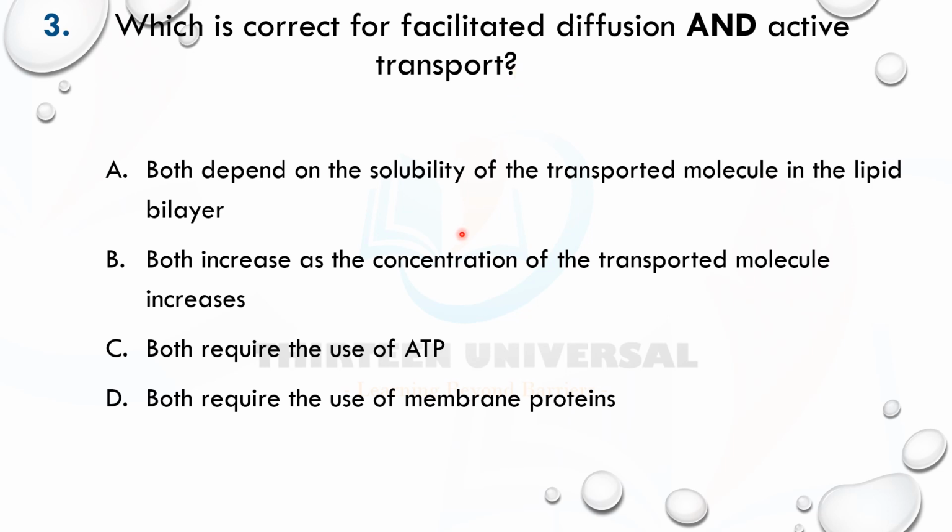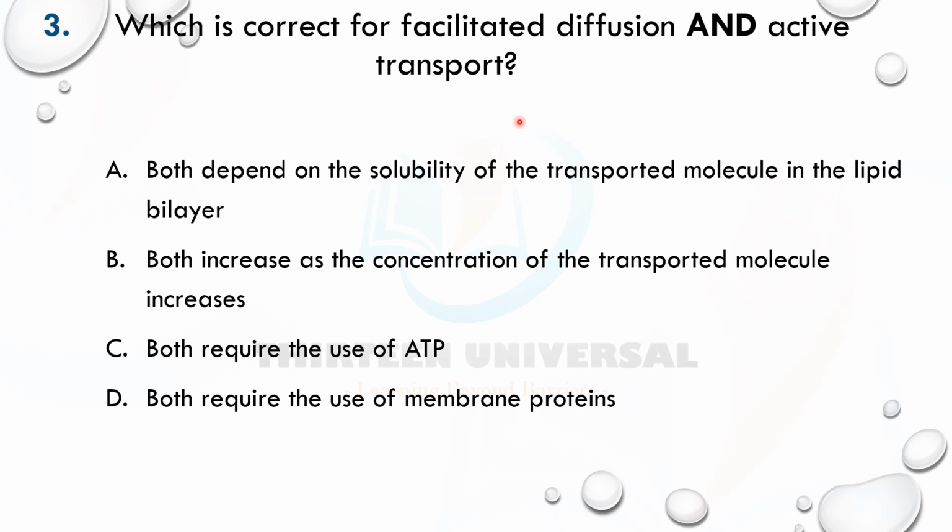So it requires ATP. But facilitated diffusion is a movement of polar molecules or ions from high concentration to low concentration. So that's down the concentration gradient. Okay, so that is why C is not the answer. So most likely D looks like the answer. Both require the use of membrane proteins.